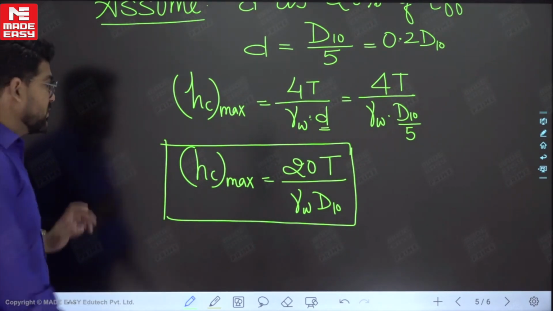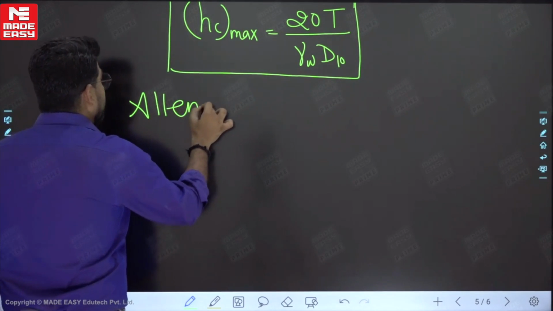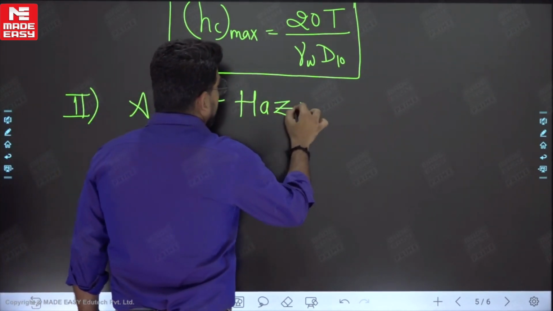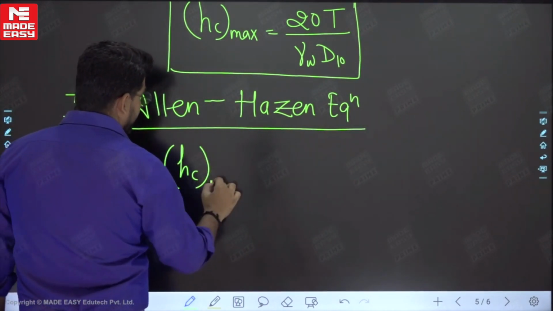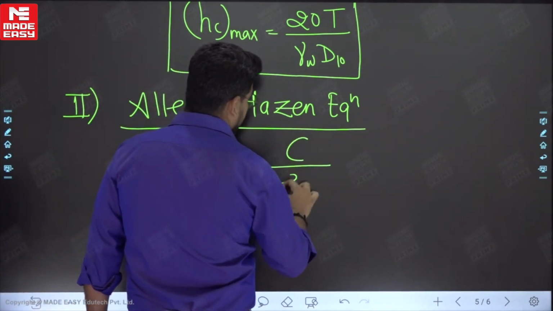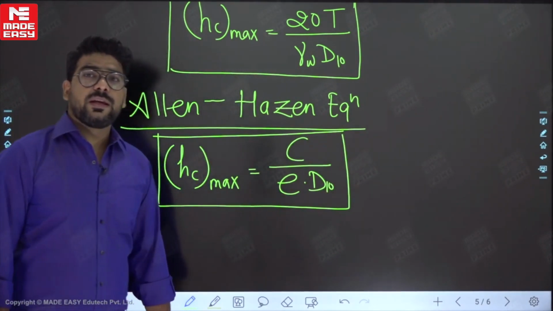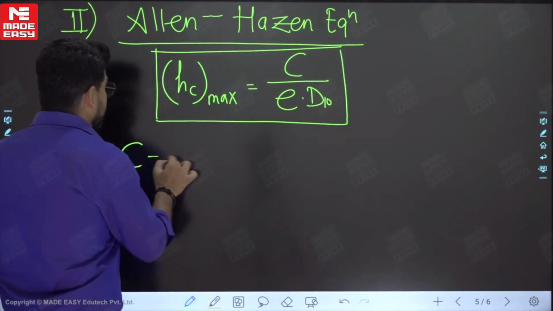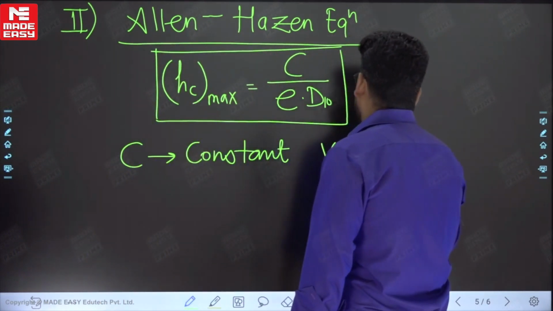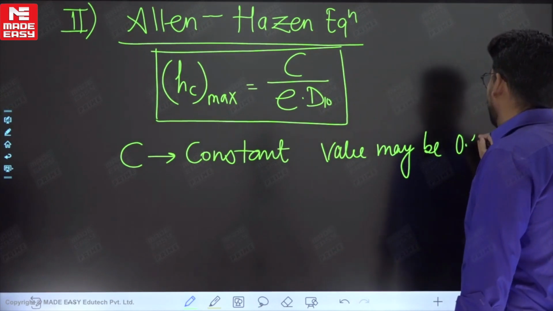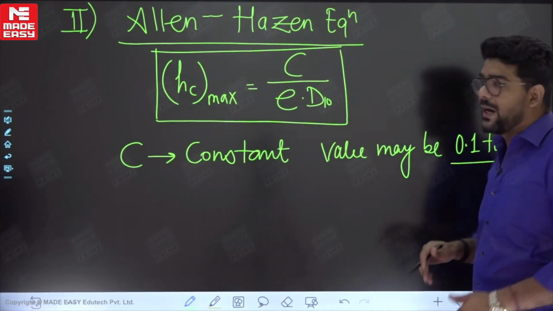So in this case, this is the first approach. The second approach is given by the scientist Allen Hazen, and there is another equation, that is the Allen Hazen equation. Scientist Allen Hazen says that this HC max can be taken as C upon e D10. Now the point to be noted is that this C is something like a constant. Its value may be 0.1 to 0.5 centimeter square, that constant value.